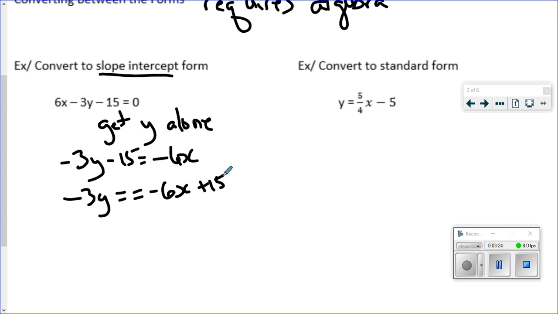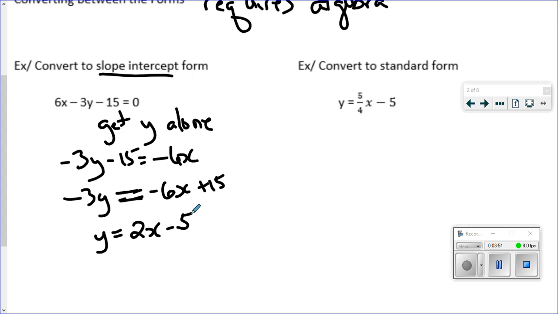Hopefully, your algebra is strong enough at this point that I don't have to write out why I'm doing what I'm doing. Okay. And we're in y equals mx plus b. We have y by itself. Second example, convert to standard form.